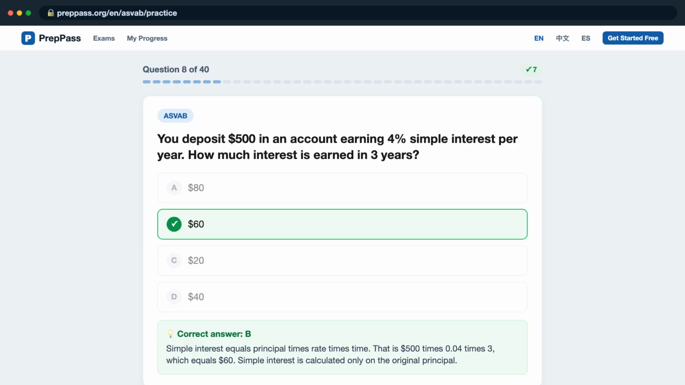Simple interest equals principal times rate times time. That is $500 times 0.04 times 3, which equals $60. Simple interest is calculated only on the original principal.